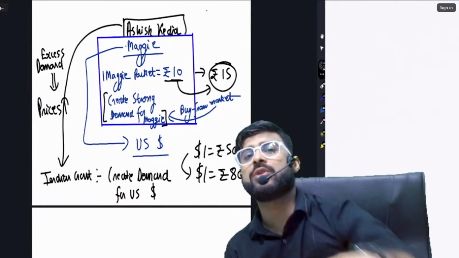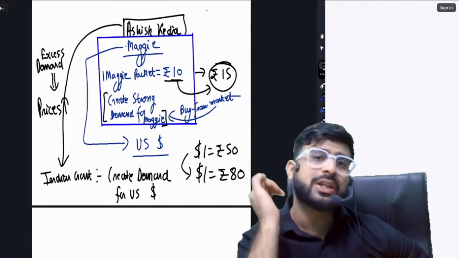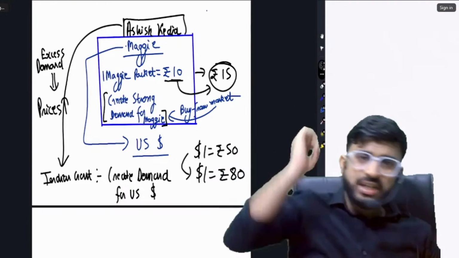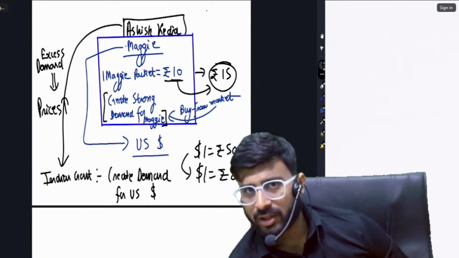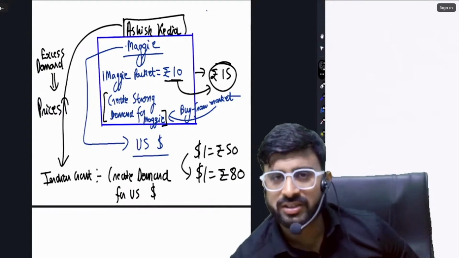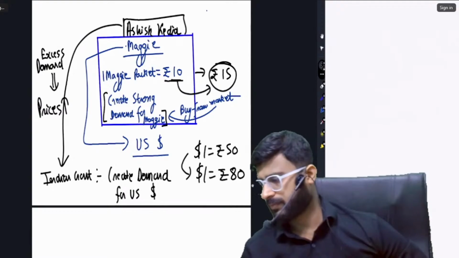Now you have understood how the government controls it. This is about how the government can increase the value of foreign currency. Now I'll discuss the opposite agenda as well. But first of all, is this much clear? Yes or no?